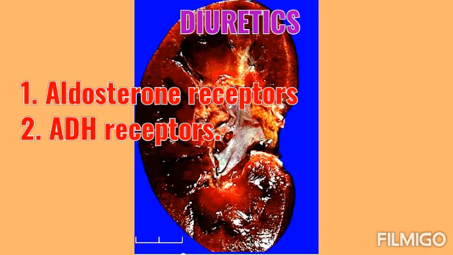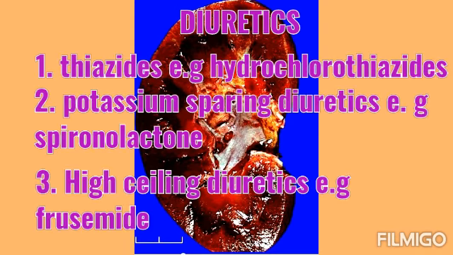We're looking at diuretics, drugs that increase urinary excretion or removal of water through urine. Our concentration is on aldosterone receptors and ADH receptors. This particular group of drugs prevents the tubular reabsorption of water from the kidney tubules. Because of this, the water is passed out through urine. Examples include hydrochlorothiazide, spironolactone, and furosemide. So these are the diuretics.